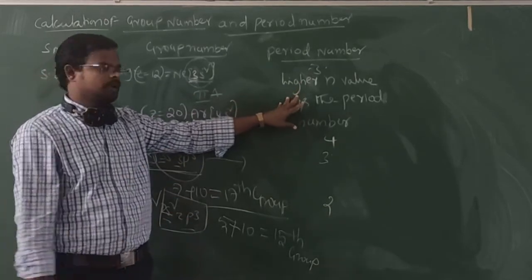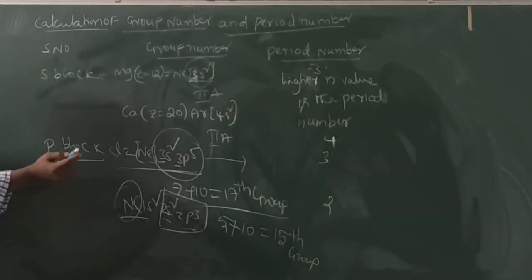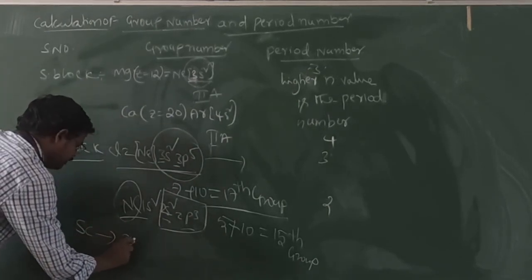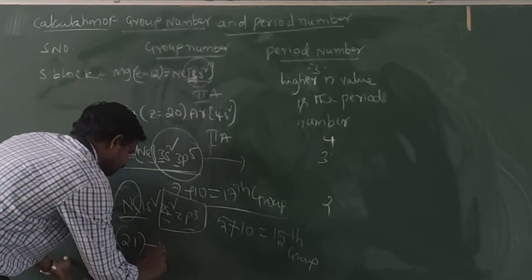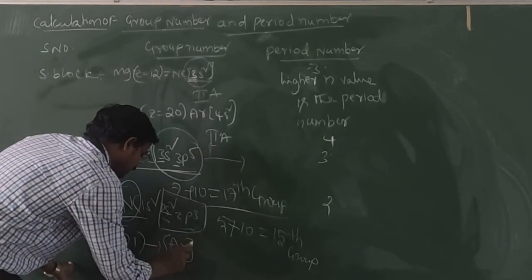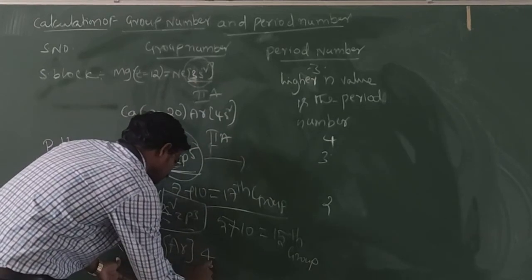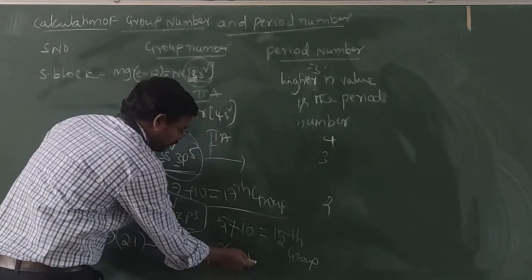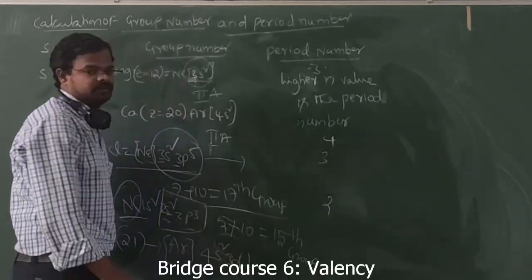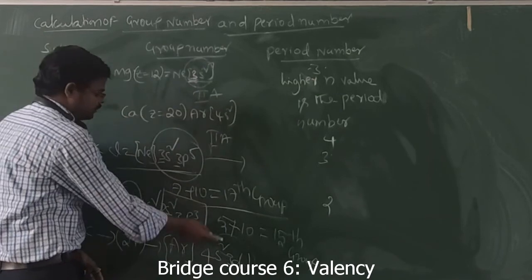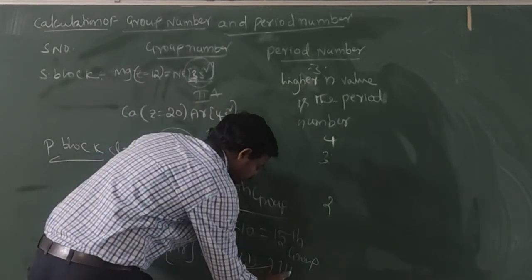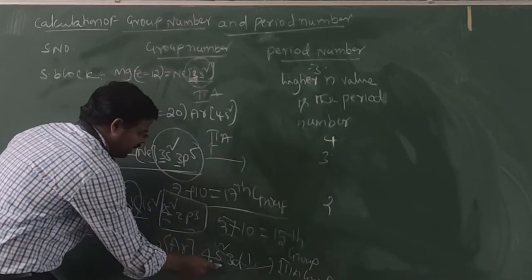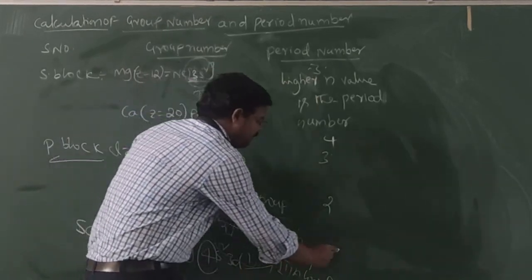If you take a d-block element like scandium, scandium is the 21st element. Its configuration is argon 4s2 3d1. Here the total number of valence electrons is 3. Therefore it belongs to the third group. And the higher n value is 4, so its period number is 4.